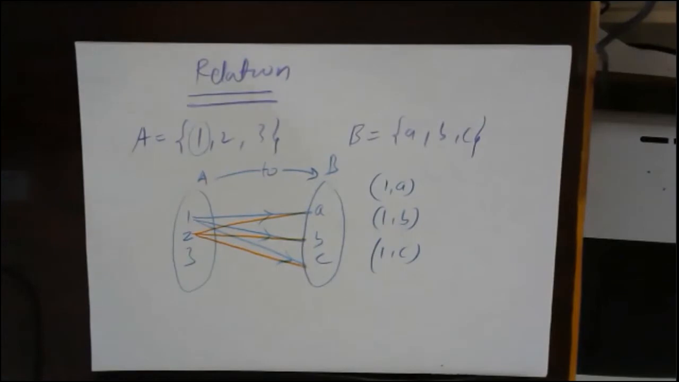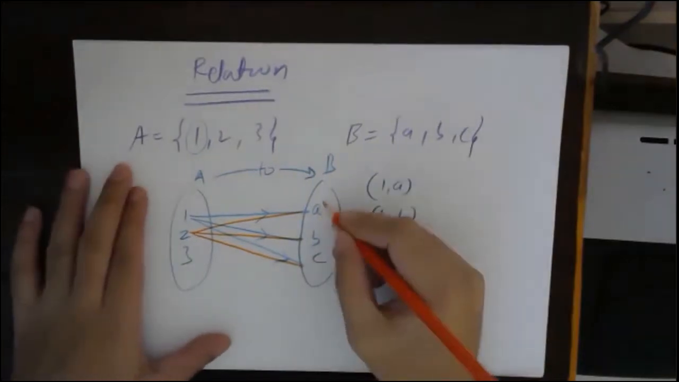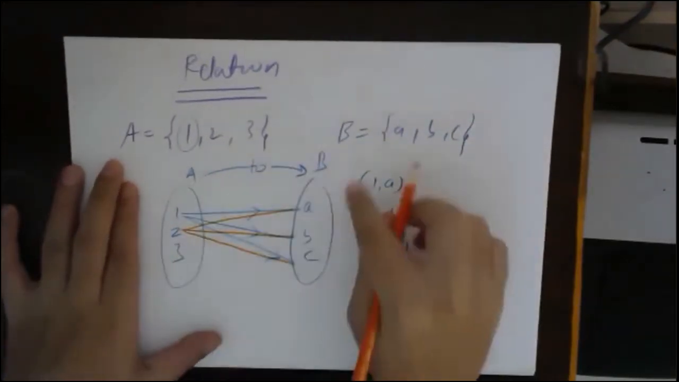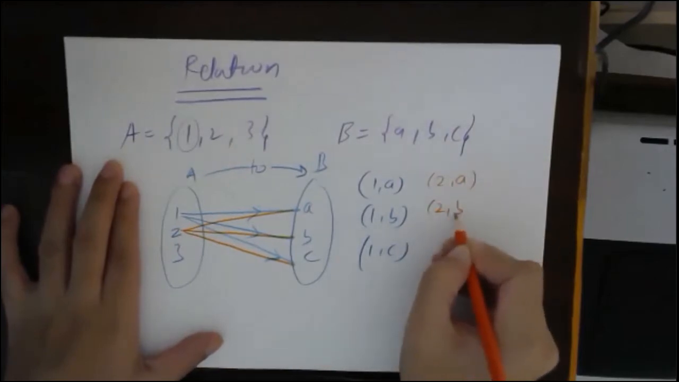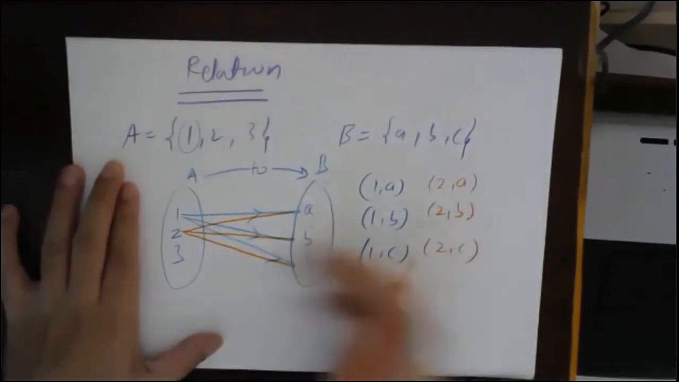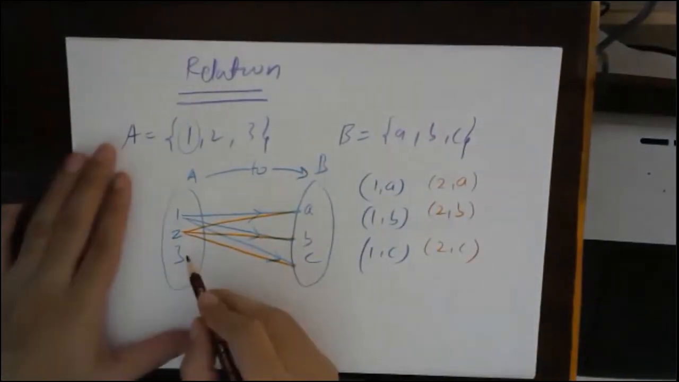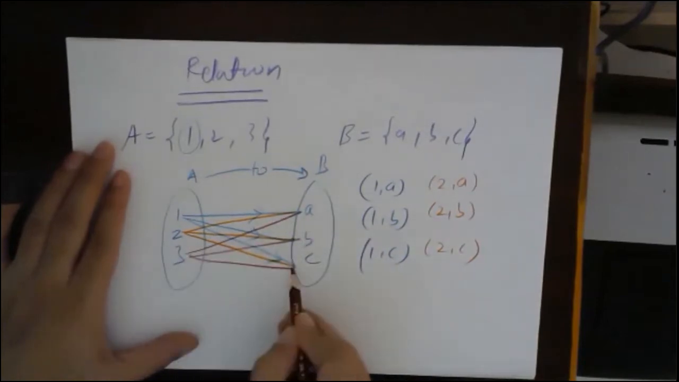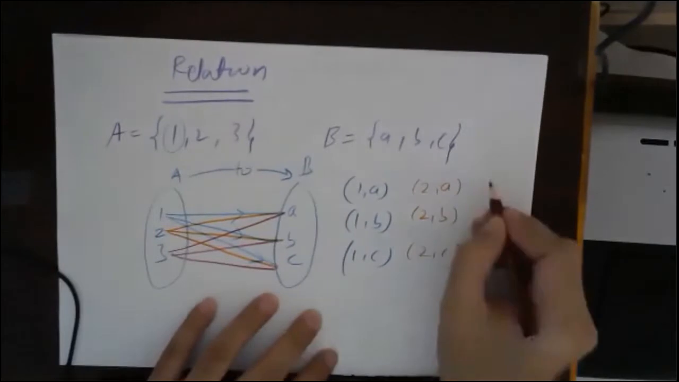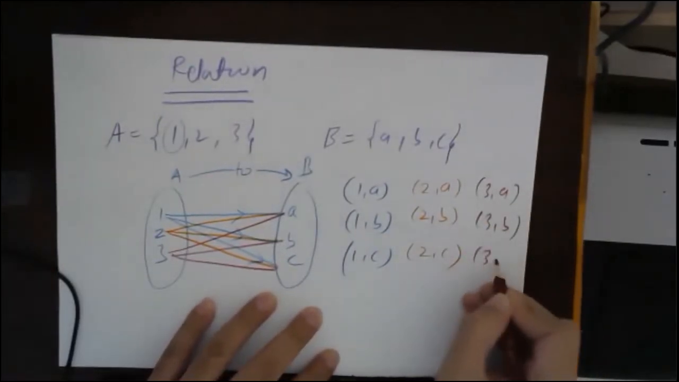Now I will write them. So I will link every element of 2 with every element of B: (2, a), (2, b), (2, c). Now the third step, I will link 3 with every element of set B. So (3, a), (3, b), and (3, c).